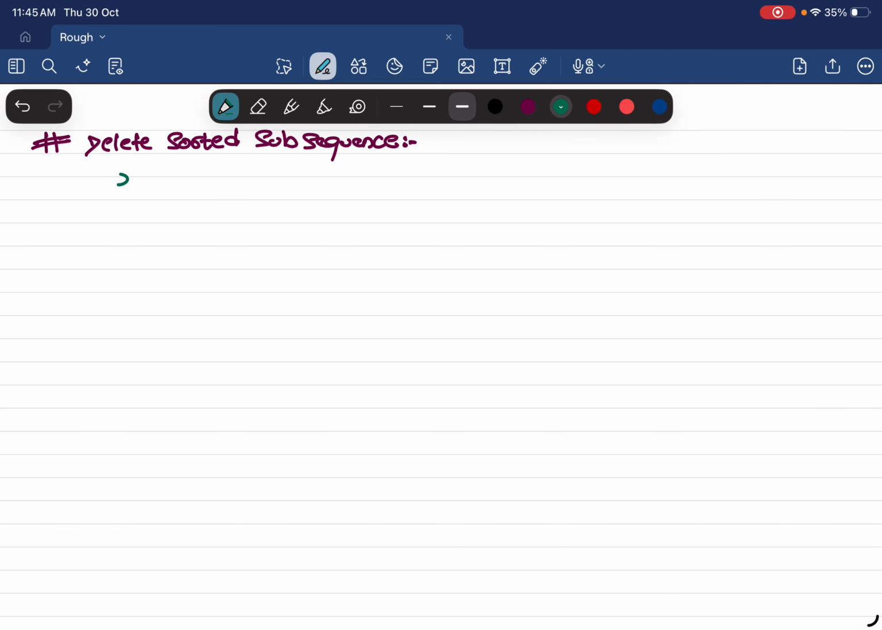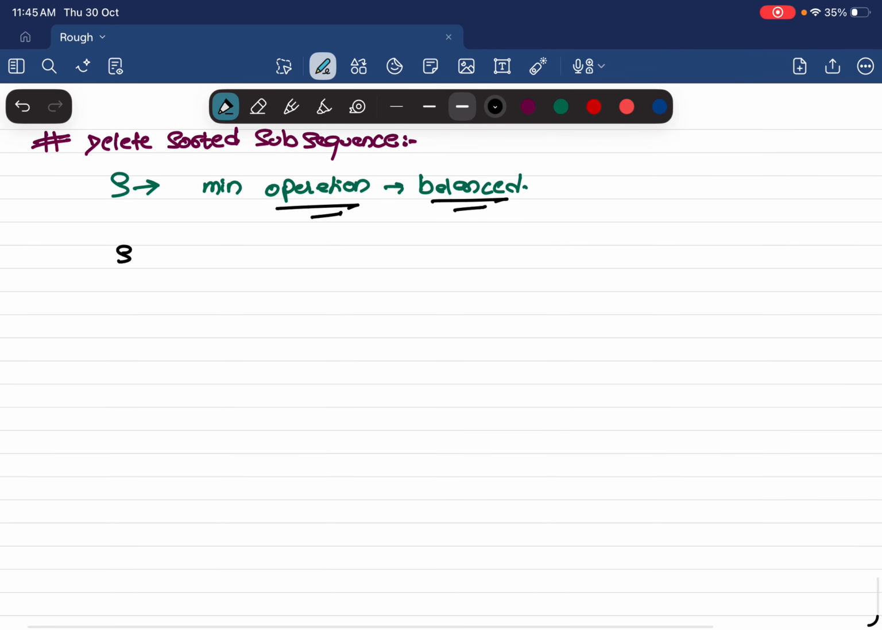You are given a string S. Now you have to say what is the minimum number of operations required to make it balanced, right? So in this, there are two things we have to know: what is an operation and what is balanced. Let's talk about when S is balanced.